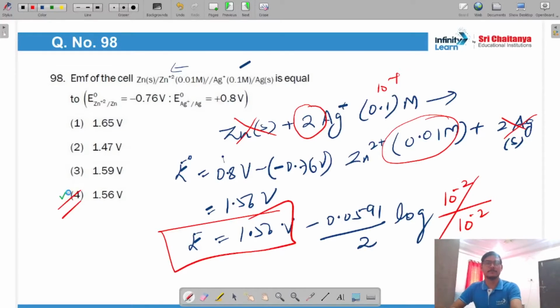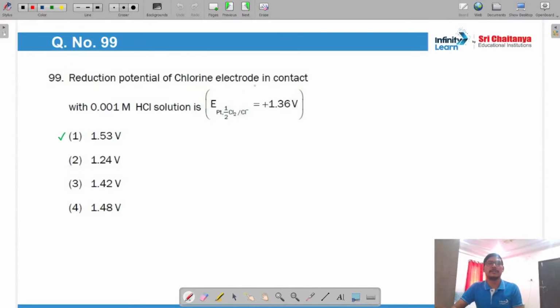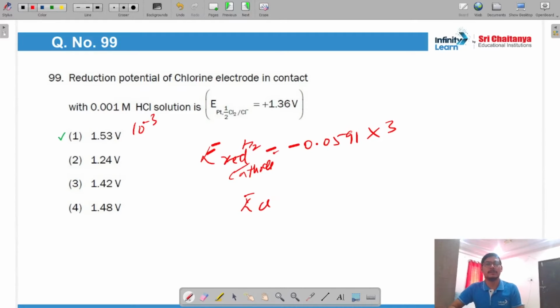All right, guys. Reduction potential of chlorine electrode in contact. So I just told you the formula for the reduction potential of hydrogen. It is minus 0.0591 multiplied by pH. Now for 0.001 molar HCl, hydrogen concentration is 10 to the minus 3. So pH is of course 3. So this would be the reduction potential. That is cathode. We'll determine that. So this is the potential for the hydrogen electrode, right? And for the chlorine half electrode, the potential is given as 1.36 volt.